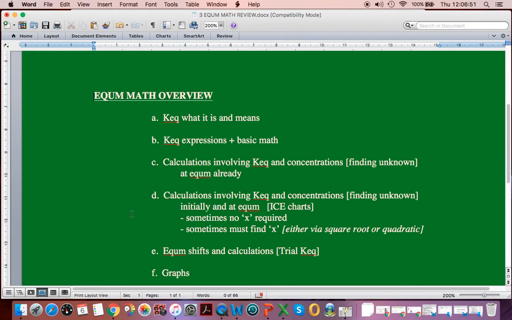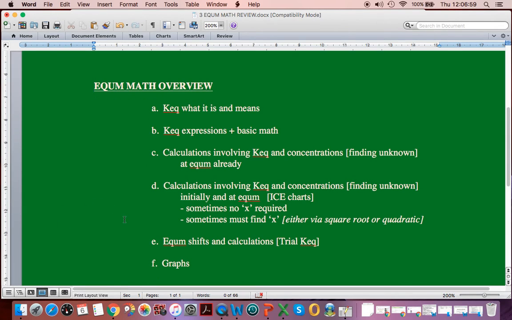And the last thing we'll look at are graphs, and we did graphs briefly earlier on, more in a qualitative sense, and now we'll start doing graphs in the math sense. So I would say D and F are usually what students find the most challenging, and the rest of this part of equilibrium is straightforward.